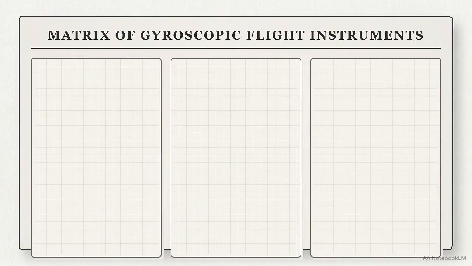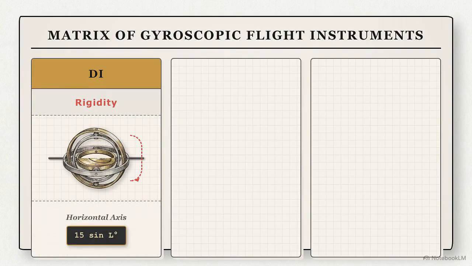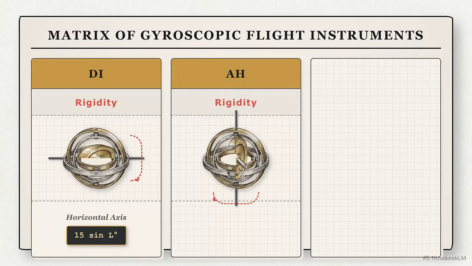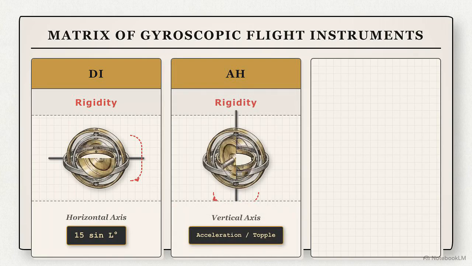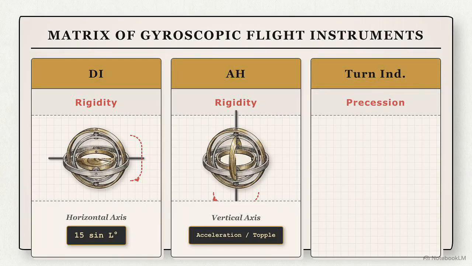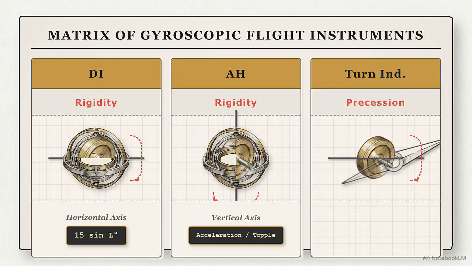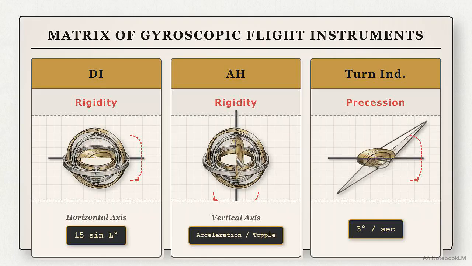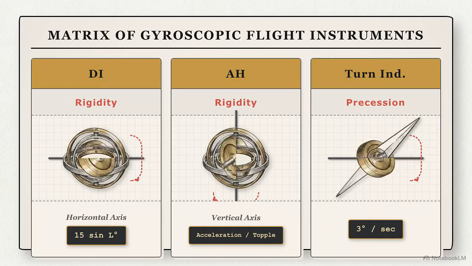To consolidate for the exam, we map the 3 instruments to their mechanical foundations using this matrix. Column 1, the direction indicator, utilizes a horizontal rigid axis locked in space, subject to apparent wander errors calculated by 15 sin L. Column 2, the artificial horizon, utilizes a vertical rigid axis locking pitch and roll, limited by acceleration illusions and mechanical topple. Column 3, the turn indicator, harnesses precession with a horizontal perpendicular axis to measure exactly 3 degrees per second.